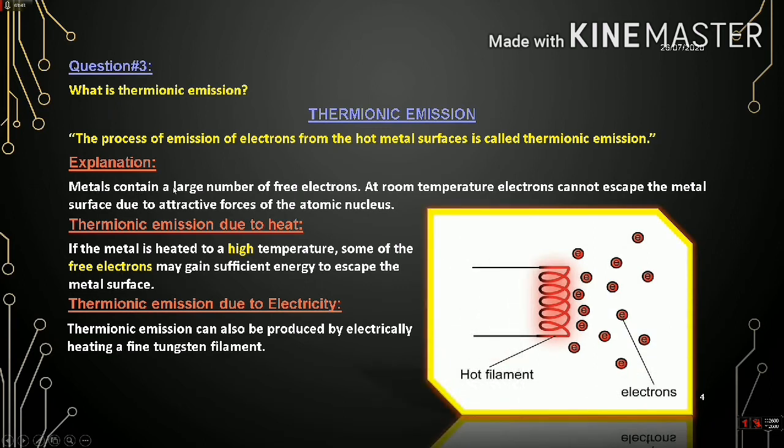Metals contain a large number of free electrons. At room temperature, electrons cannot escape the metal due to attractive forces of the atomic nucleus. But when we heat it, these bonding forces are broken and electrons can be emitted.